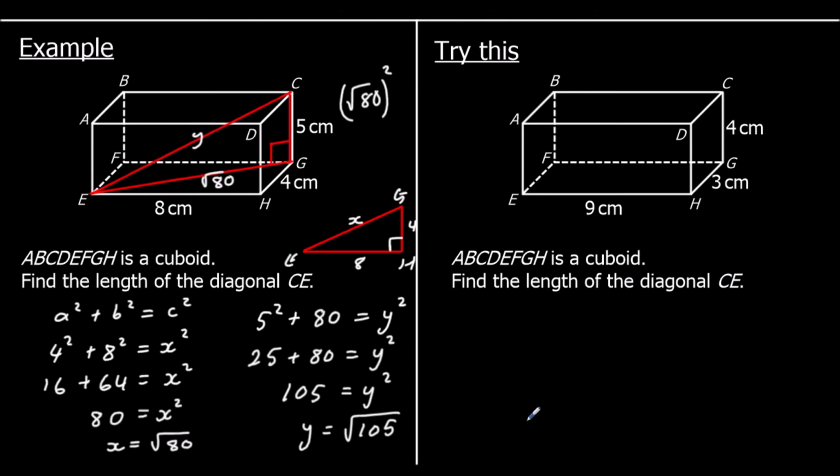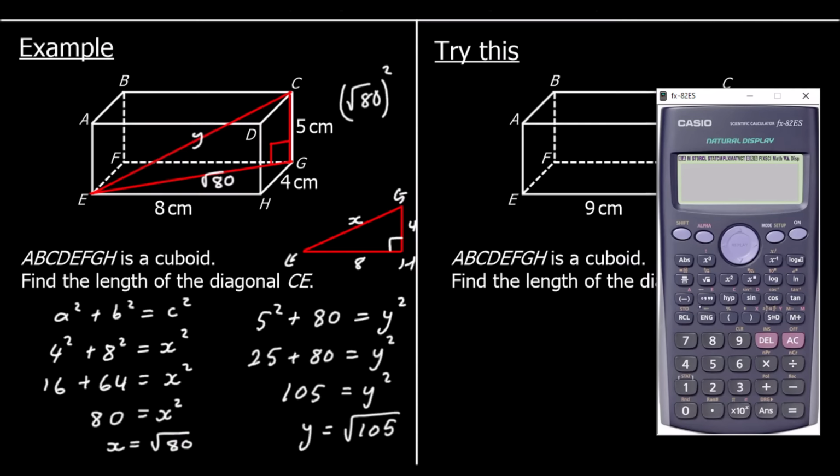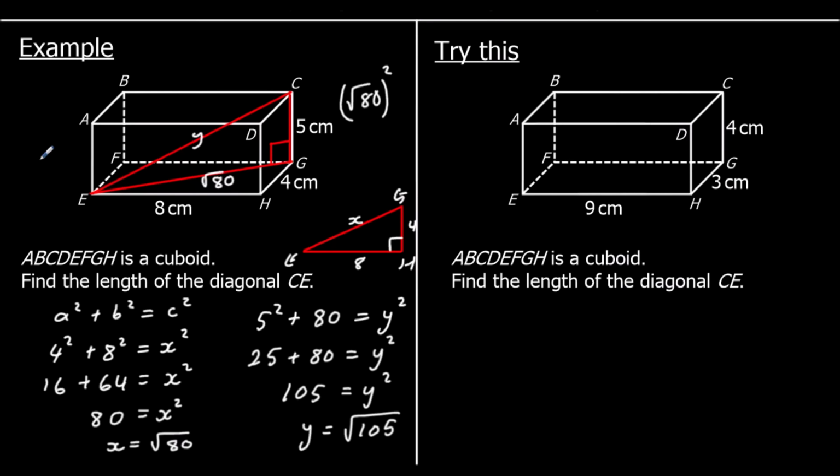So we could leave it as that, or if we wanted to type square root 105 into a calculator, we will get 10.24695 and so on. So 10.2 centimeters to 1 decimal place.